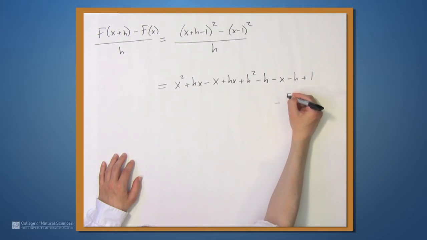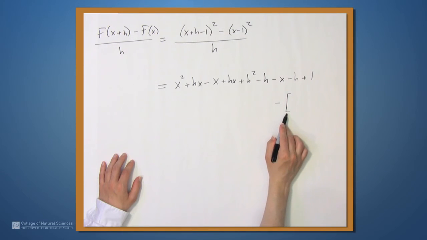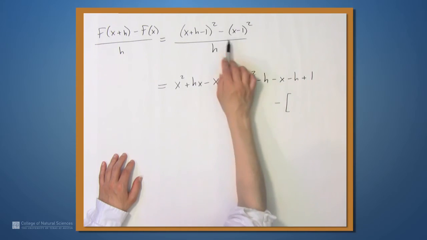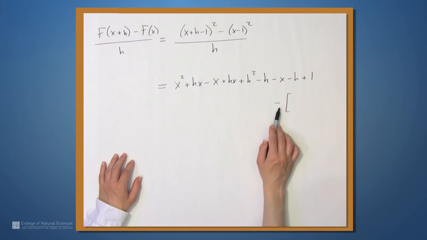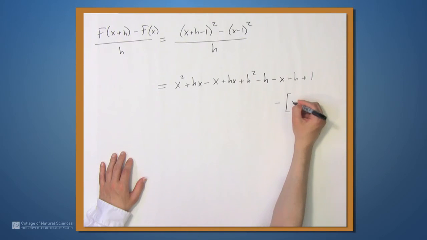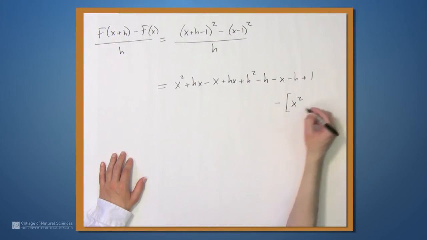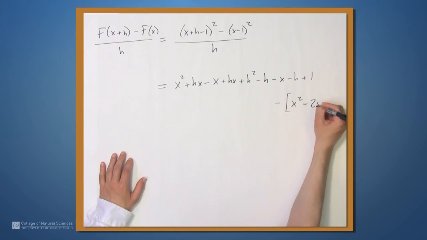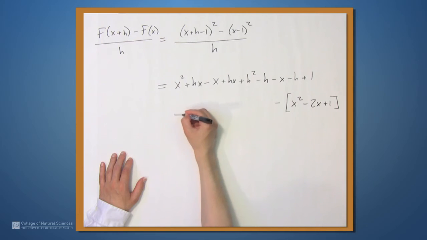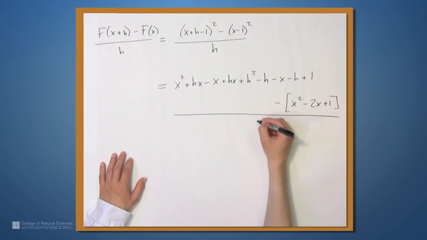So minus, and it's important that we put brackets here because this is minus this whole quantity. So whatever we expand this quantity to, we subtract the entire thing. So remember to enclose this in its own set of brackets. So this becomes x squared minus 2x plus 1. And it's this whole expression over h.